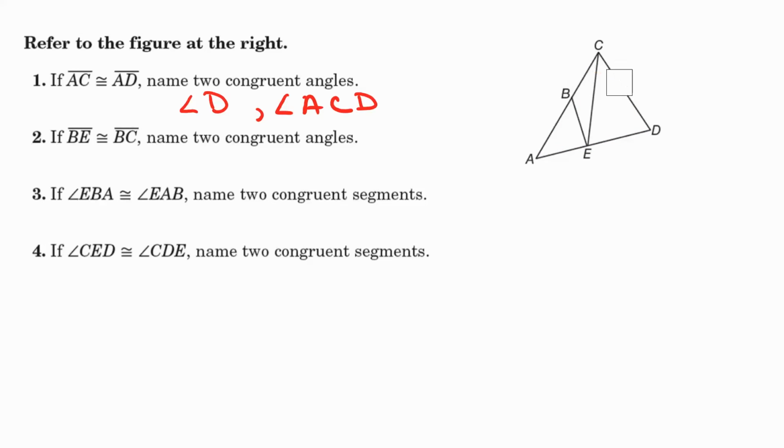So the next problem gives us that if BE is congruent to BC, name 2 congruent angles. So it would be this angle right here and this angle right here by the isosceles triangle theorem. So we have to use 3 letters to name these. So angle BCE, that gives us the one that has a C as a vertex. The other one would be angle BEC, that has E as a vertex.